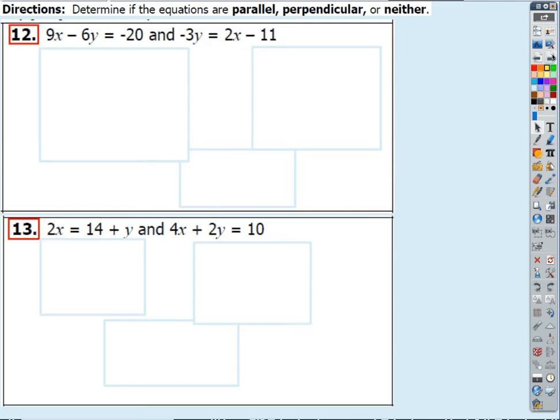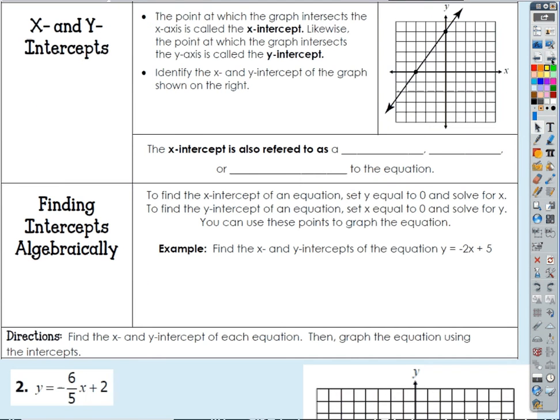Okay, so the next thing we wanted to look at, and I think we'll skip this. Next thing we wanted to look at was x and y intercepts. Okay, x and y intercepts. X-intercept is just the point where a line intersects the x-axis, and the y-intercept is where a line intersects the y-axis.